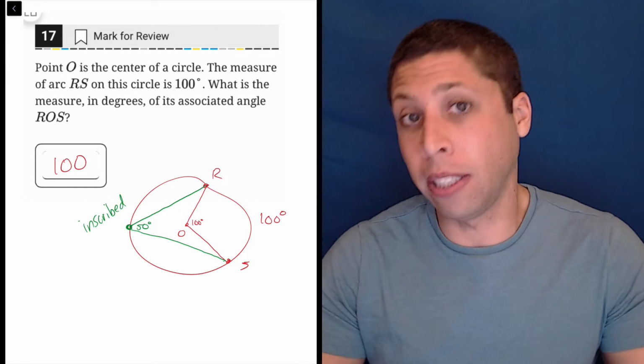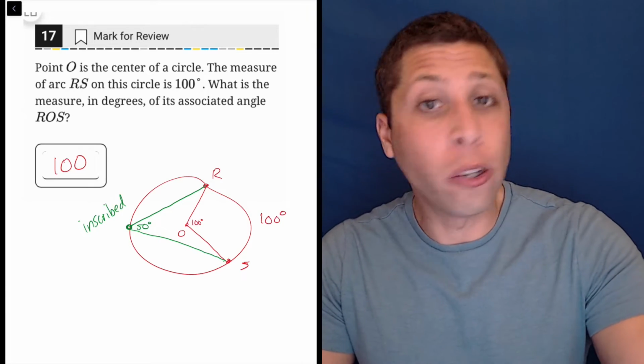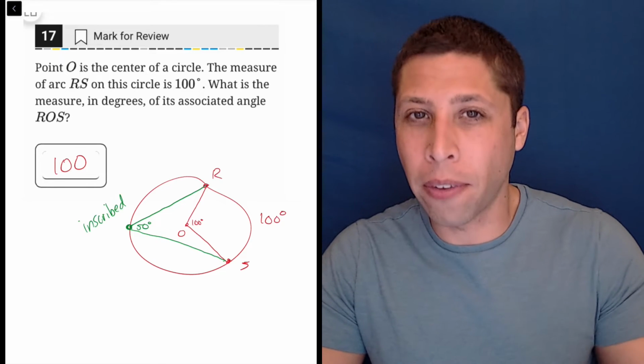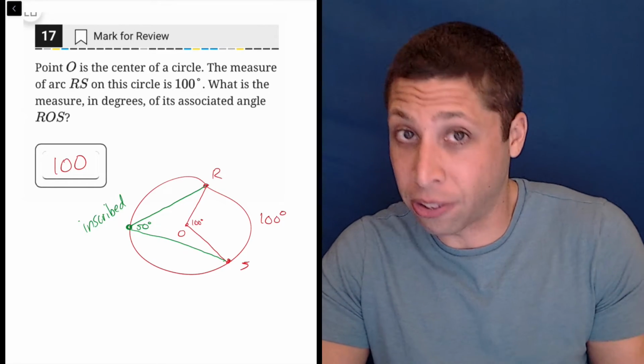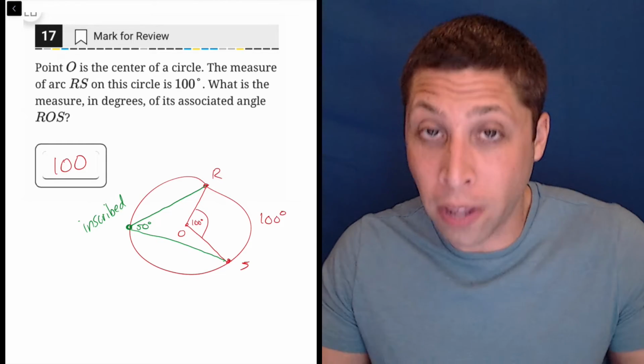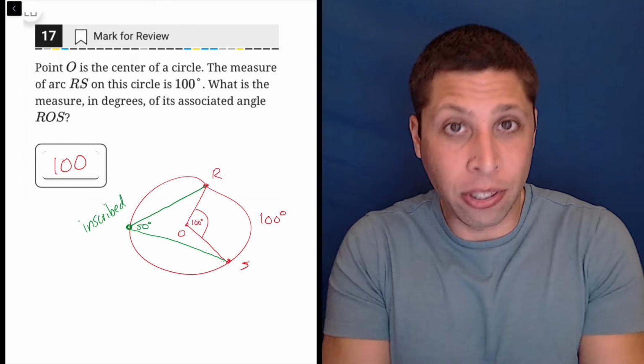I have not really seen the SAT test that rule very often. They could, especially on the new test, they can change up what they ask about. But much more often, they're asking about what I guess they're calling here the associated angle, the one that's just based on the center. So hopefully that was easy for you.